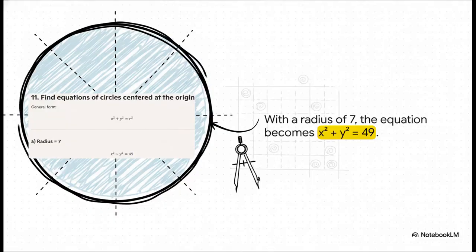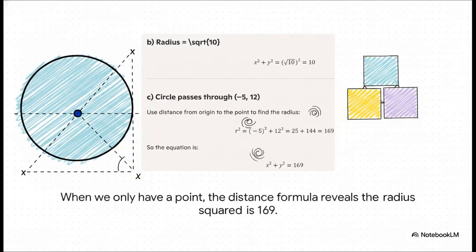And check out how easy this is to apply. If we're told the radius is 7, we just pop that value into the formula. 7 squared is 49, so the equation is simply x squared plus y squared equals 49. Boom, case solved. But what if we don't know the radius? What if our only clue is a single point on the circle, say -5, 12?